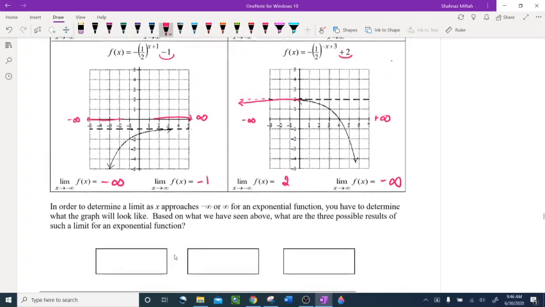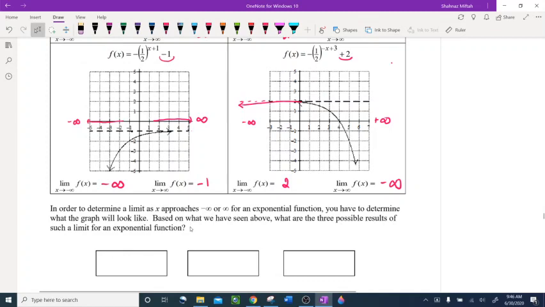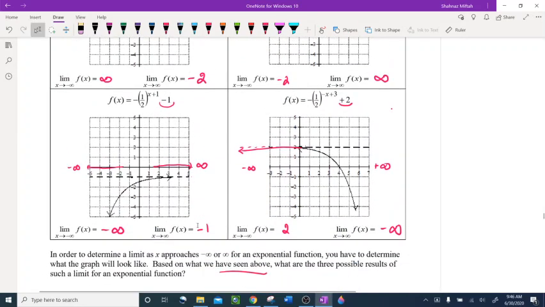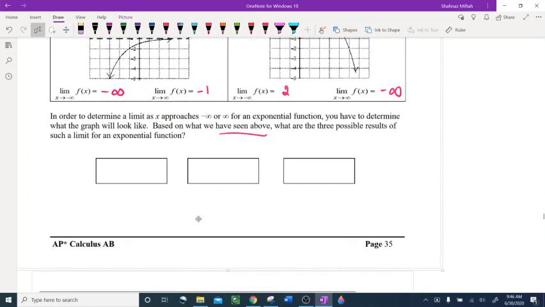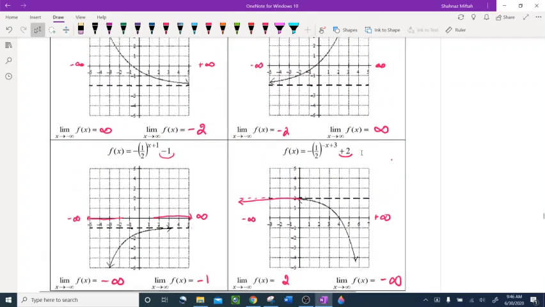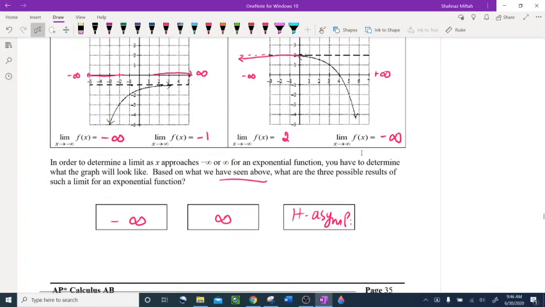Okay. Now, in order to determine a limit as x approaches negative or positive infinity for an exponential function, you have to determine what the graph will look like. Based on what we have seen above, what are 3 possible results of such a limit for an exponential function? In all these 4 examples, I saw that the graph is approaching negative infinity, right? I saw that. It's approaching positive infinity. I saw that. And also I saw a horizontal asymptote. These are the few things that I noticed in the graph above. You guys can tell right there.